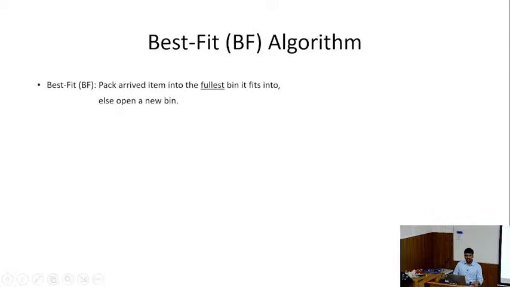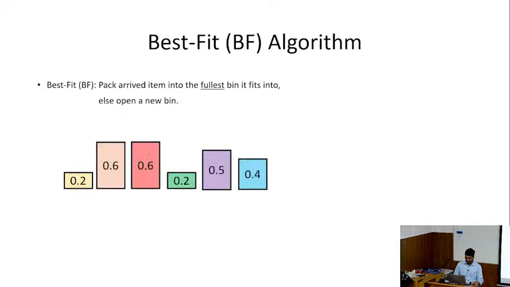So we are interested in studying best fit under this random order model. So what is the best fit algorithm? Whenever an item arrives, we pack that arrived item into the fullest bin that it can fit into. If there is no bin that it can fit into, we open a new bin. Okay, so for example, consider this instance.